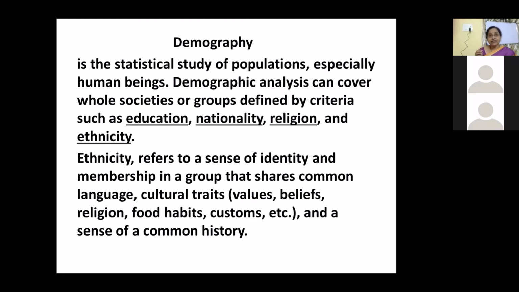This is ethnicity. Ethnicity, a particular group of the society, what are the gender issues they face. So this study will help us to understand those issues on the basis of this ethnicity. So these two are the short questions, students, demography and ethnicity. What do you mean by demography and what is meant by ethnicity?